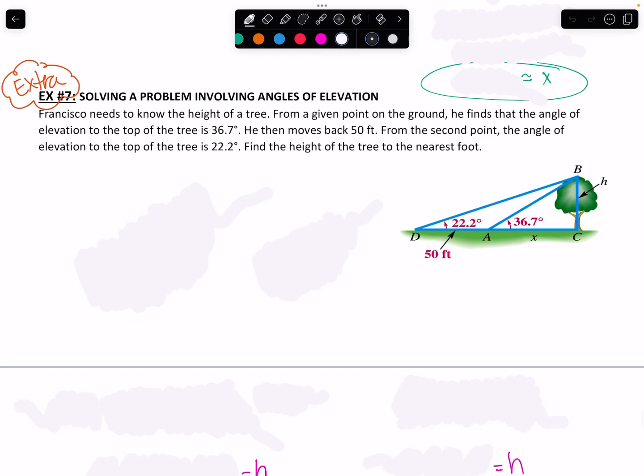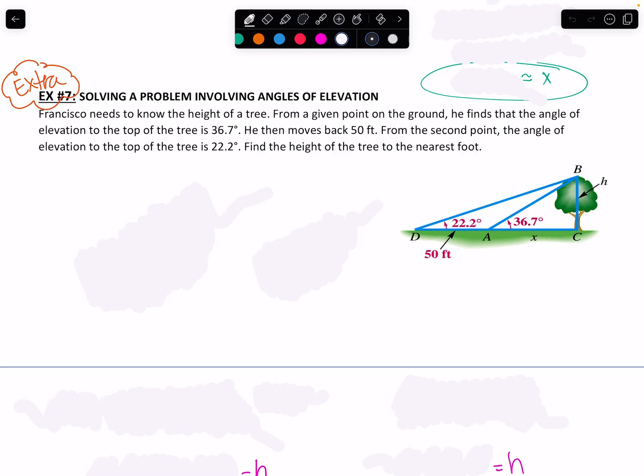All right, example 7 is extra, and it is kind of just that. It's a little bit extra. It's a little more challenging than what we've been seeing, but it's kind of fun to see if you can still use your trig and the information that they give you to solve it.